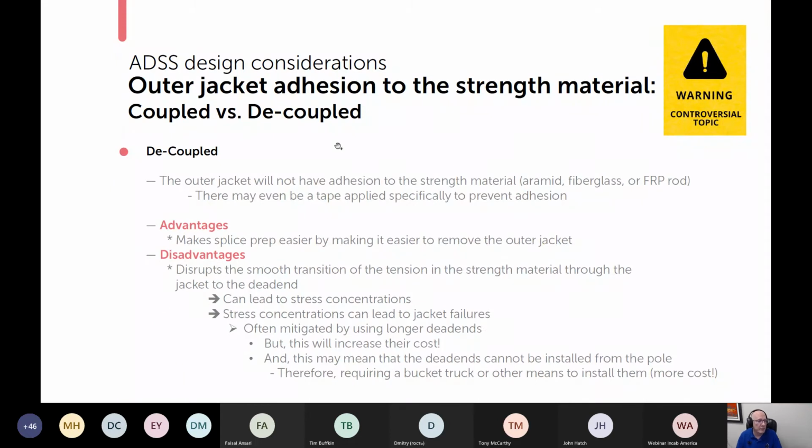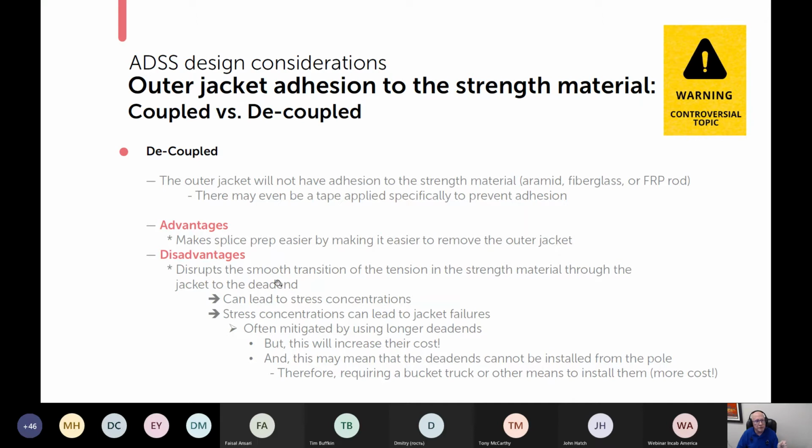Your other choice is a decoupled design. In a decoupled design, the outer jacket is the opposite. It has no adhesion, or almost no adhesion, to the strength material that's beneath it. And in some cases, a manufacturer will even apply a polyester tape specifically to prevent adhesion. So they'll apply this tape over the strength element, between the strength material and the outer jacket, specifically to prevent adhesion.